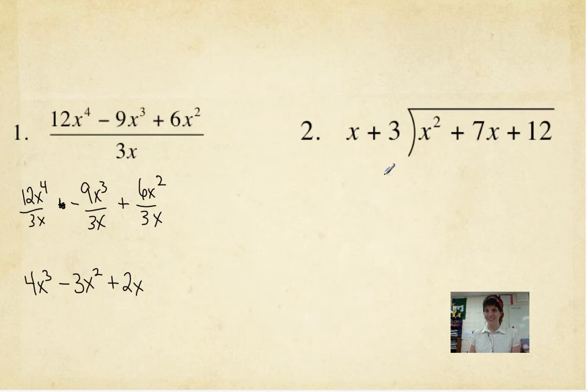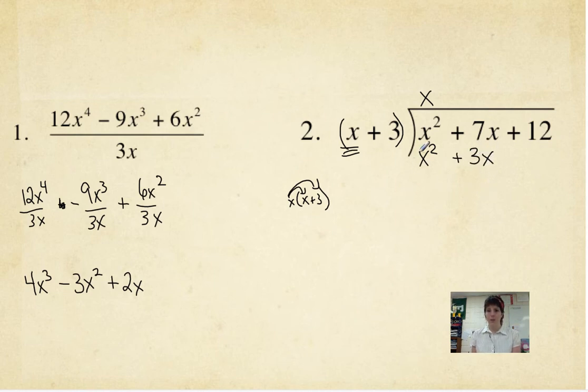Number 2 is where things get tricky. We need to follow our processes. Same thing that we did for long division. So we're now dividing by a binomial. So we need to make sure that when we multiply, we do a full distribution, not just 1. So we ask ourselves, x times what gives you x squared? X. Now we're going to distribute. So we need to do x times x plus 3. This is our thinking step. So we have x squared plus 3x.